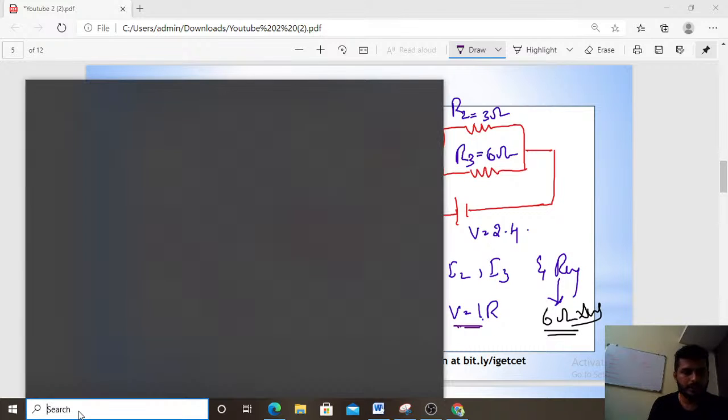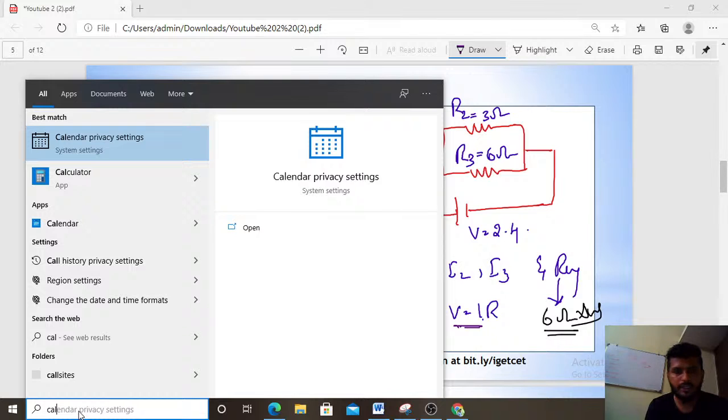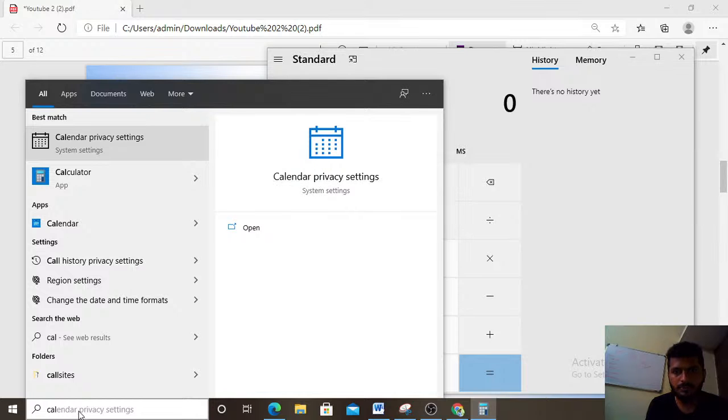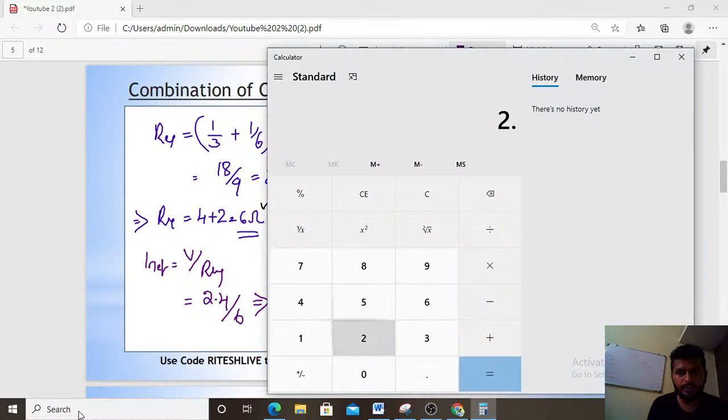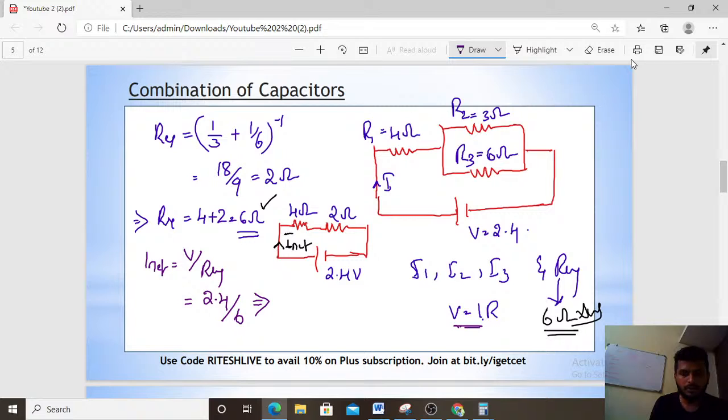Go for the calculator. 2.4 divided by 6. If you know the answer, please type there. It is very helpful for me to get the answer quickly. System is too slow. 2.4 divided by 6. So that is how much? 0.4. So the answer is 0.4 amperes.